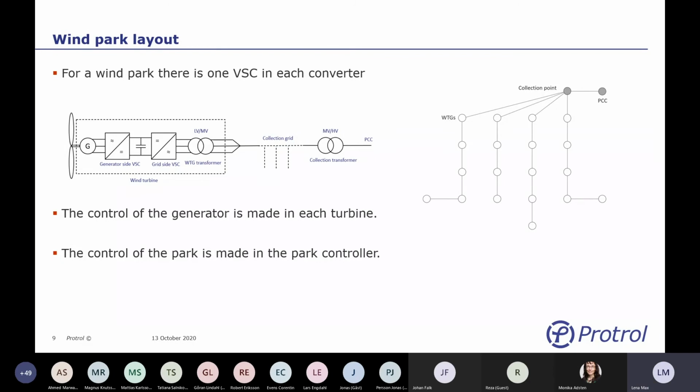So for the wind turbine, there are controls in two different places. It is both in the converter controller, in the turbine converter, and in the park controller. And when modeling this wind farm, it's not suitable to model maybe 50 turbines, but instead an aggregated model, where maybe one or a few converters can be used to make the studies.